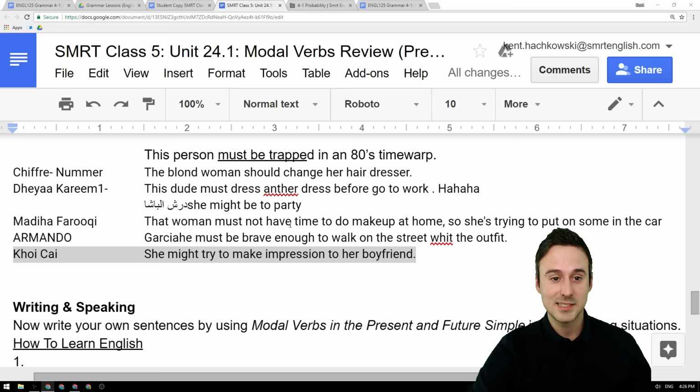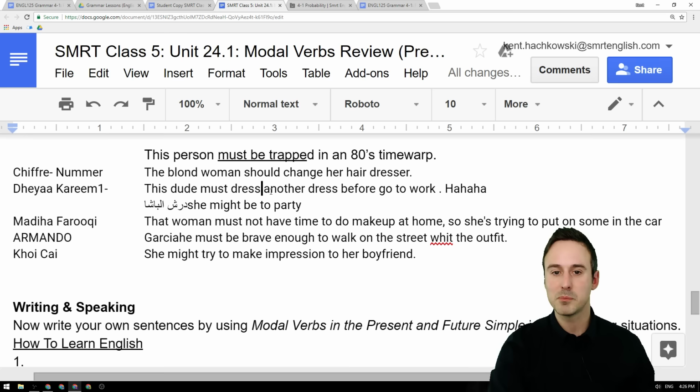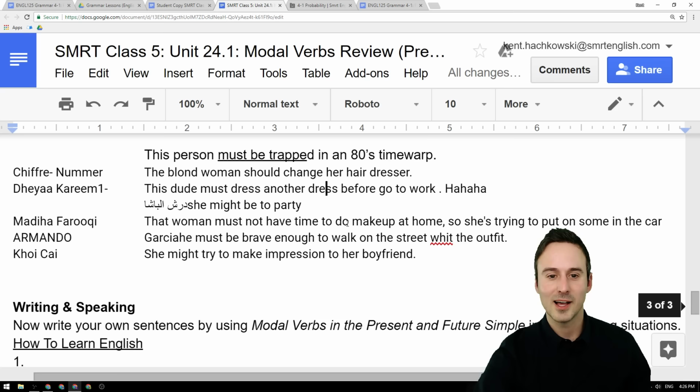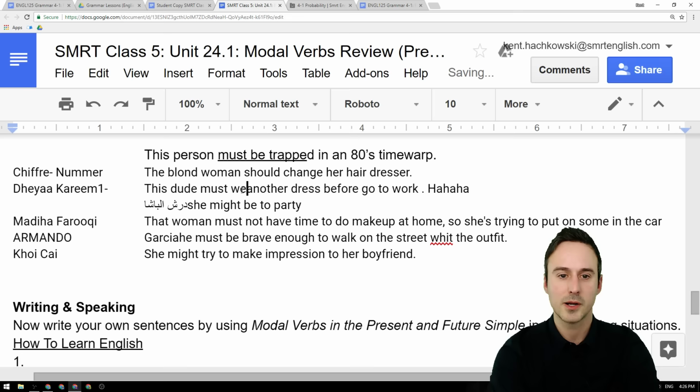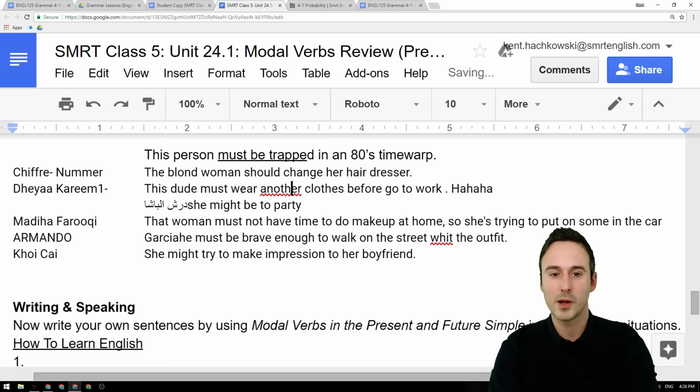Dia says, this dude must dress another dress before going to work. Yeah, I agree. Just going to add one more thing here, just an O here. This dude must dress, and again, maybe because dress, you could say dress, you could also say wear. I might just change this one to wear. And because we are talking about clothes, I might change dress to clothes, Dia, just because this is the way we might usually explain it. So wear, and because we have that clothes here with the ES, I'm going to change that to other. Other clothes.